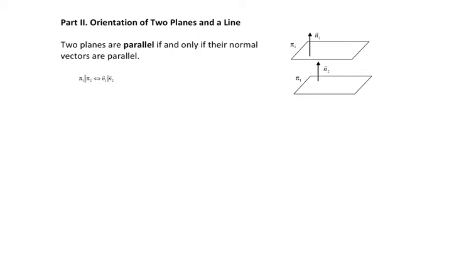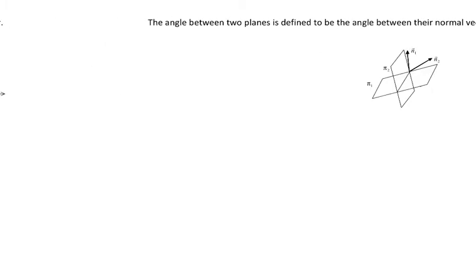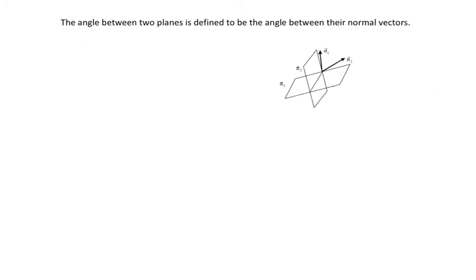So if we think about two planes, they can be parallel to each other if their normals are parallel to each other. They're going to be the same if they also share points. Perpendicular to each other if their normals are perpendicular to each other. And if I think about the angle between two planes, well, the angle between two planes is the same as the angle between their normal vectors.